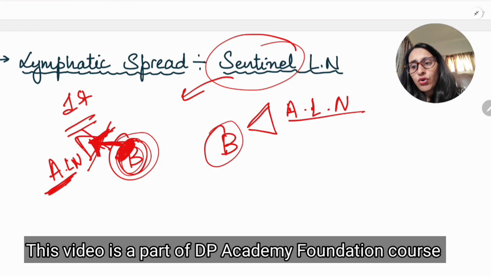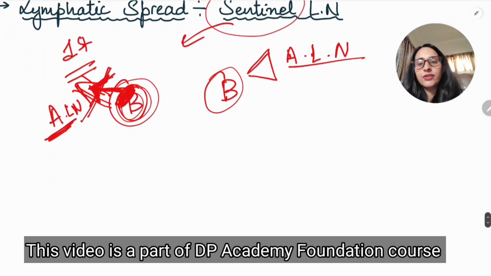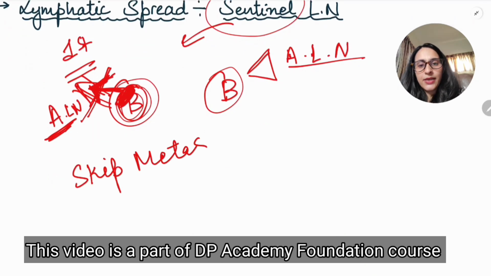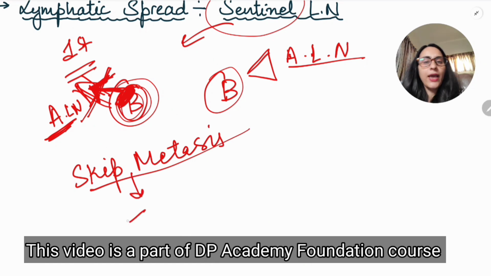If this lymph node is not involved, if the axilla is not involved, that means the cancer has not metastasized. But we have an exception here that is known as skip metastasis. What happens is this is mostly seen after radiotherapy. Suppose before removing the cancer, a person has undergone radiotherapy.